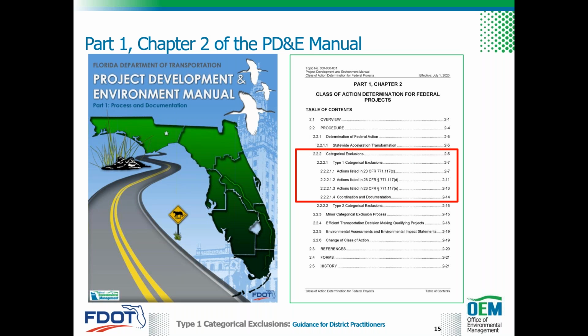Now, Part 1, Chapter 2 of the PD&E Manual provides a list of all the projects which qualify as the Type 1 CE. As you can see here, it provides the actions that are listed in the C, D, and E of 23 CFR 771.117. If your project really seems like it should be a Type 1 CE, but it's not fitting into the usual category that a preparer might select, make sure to review all of the project types in the C and D lists. And you may also contact OEM for assistance.